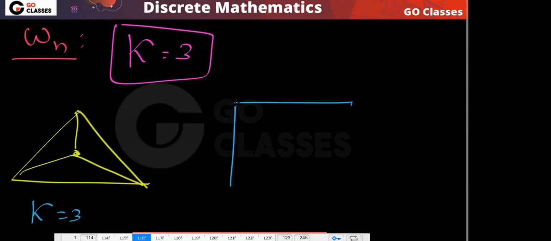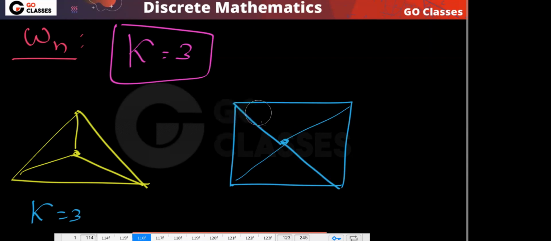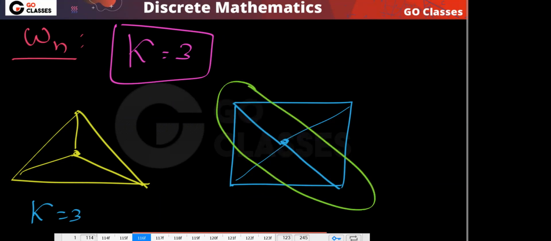Let's take W4. For this W4, how to disconnect it? Very simple. If I want to disconnect it, I can remove these 3 vertices. If I remove this vertex, it does not disconnect. If I remove this, it does not disconnect. But if I remove this, it will disconnect. So the kappa is equal to 3. For a wheel graph, the kappa is 3. The connectivity number is 3.